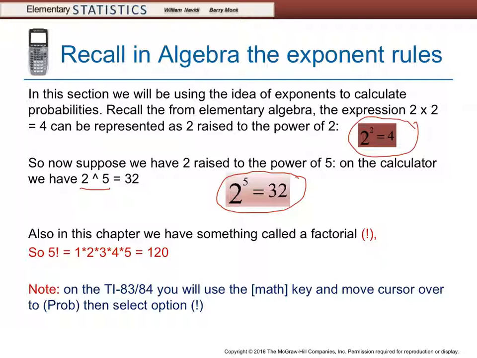Also in this chapter, we have something called a factorial, which is nothing more than multiplication of the numbers up to the number of the factorial. For example, 5 factorial is nothing more than 1 times 2 times 3 times 4 times 5, which is 120. Note, on the TI-83 or 84, you can use the math key and move the cursor over to the probability option and then select the factorial if you wanted to calculate a particular factorial.